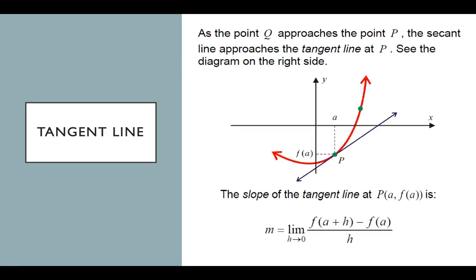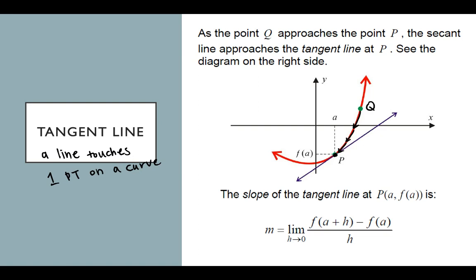A tangent line is, in simple terms, a line that touches only one point on a curve. A secant, on the other hand, uses 2 points, but you'll notice that it only touches at 1 point on the curve. As Q approaches the point P, as you go this way, the secant line approaches a tangent line at P. Okay, so what does that mean?